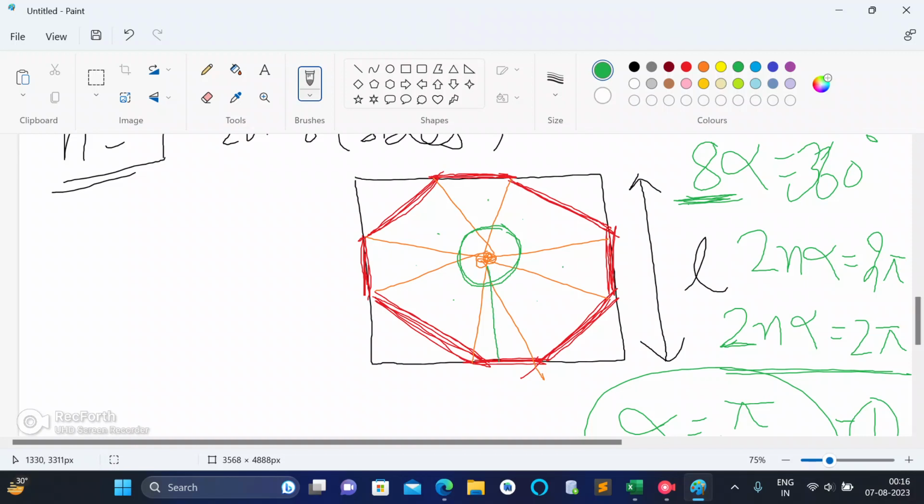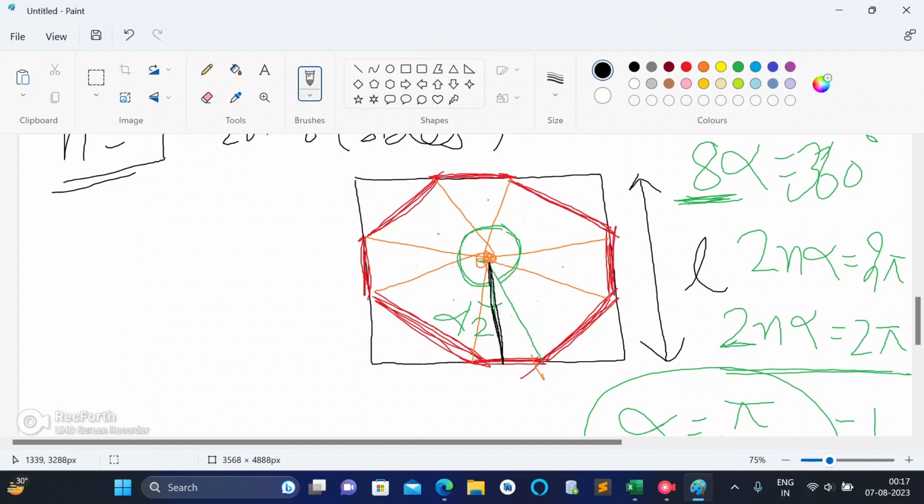Okay, so what I found is that, let me make the picture more clear. What I found is that this angle is actually alpha. Let me make half of it. So this angle would be alpha by 2.